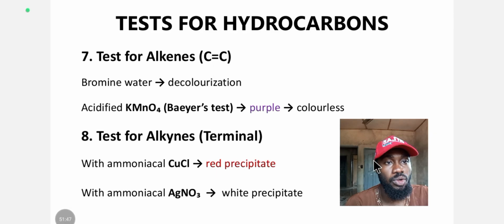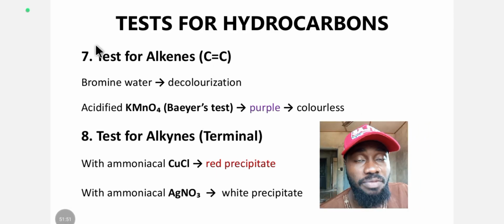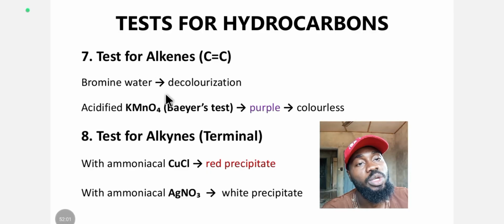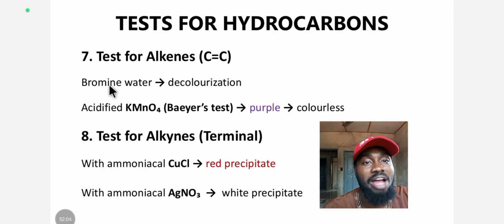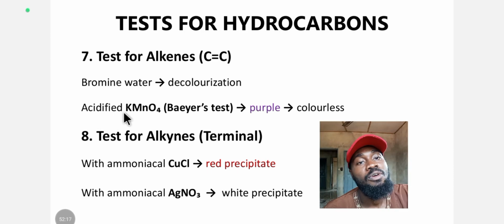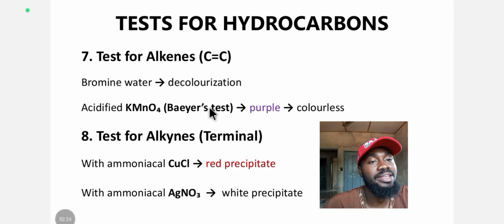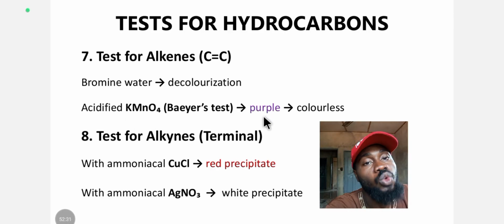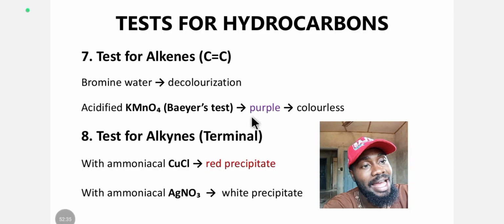Let's look at the tests for hydrocarbons. The first we have here is number 7, the test for alkenes, which is the hydrocarbon with a double carbon to carbon bond. The first test is the bromine water test. Alkenes decolorize bromine water. The second test is with acidified potassium tetraoxomanganate 7, also called the Baeyer's test. The potassium tetraoxomanganate 7 turns from purple to colorless, showing that the alkene has been oxidized.